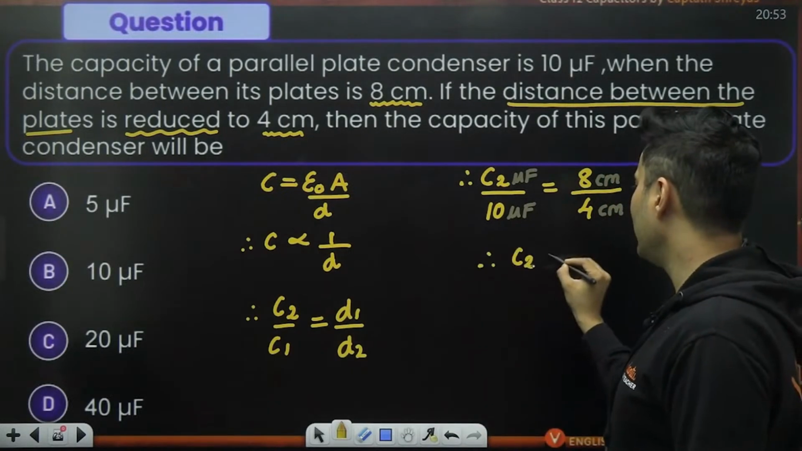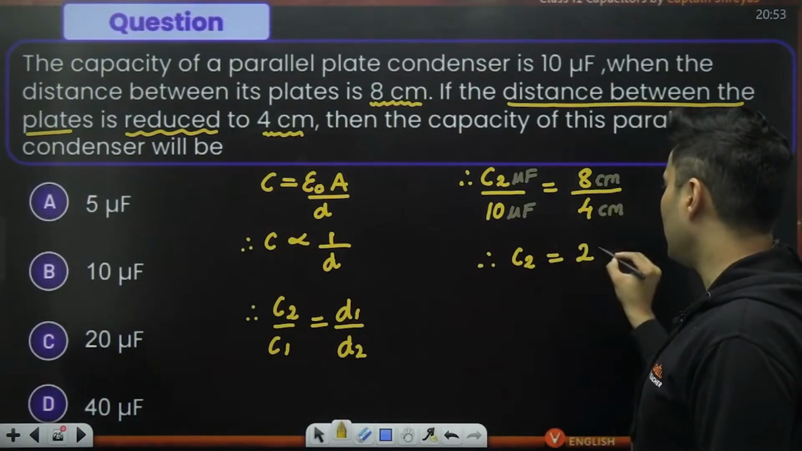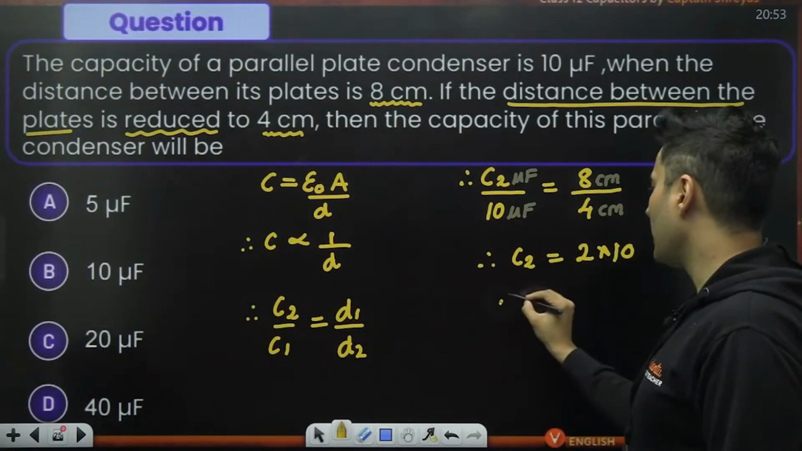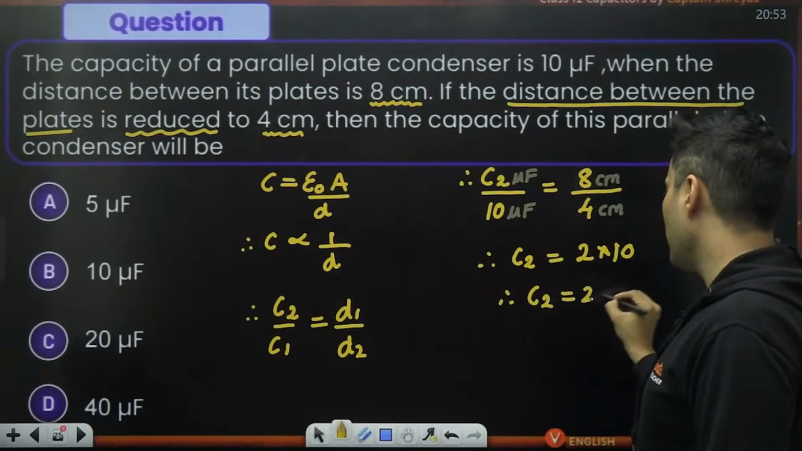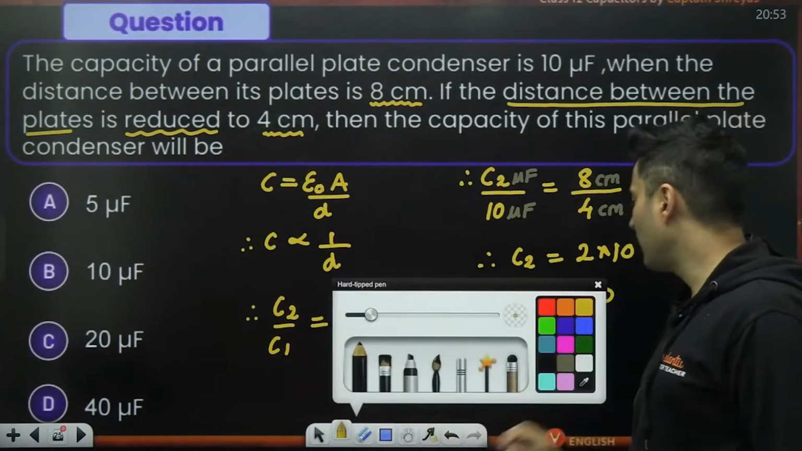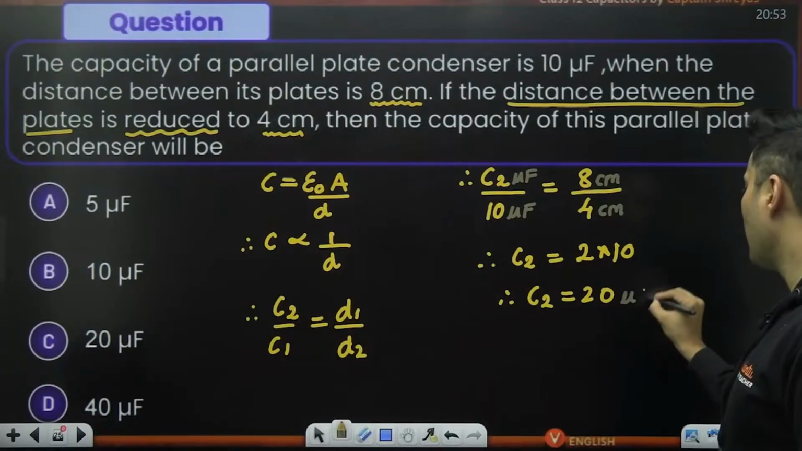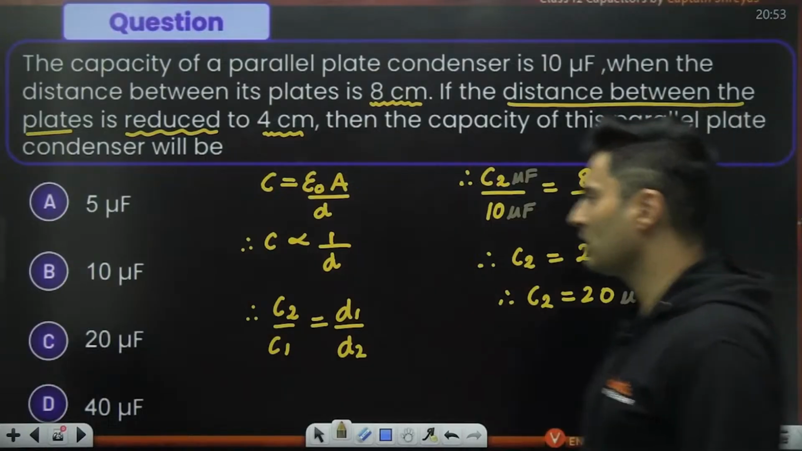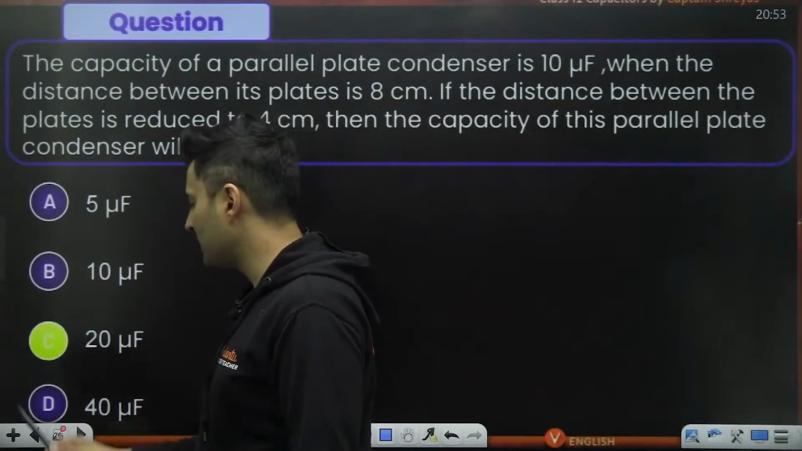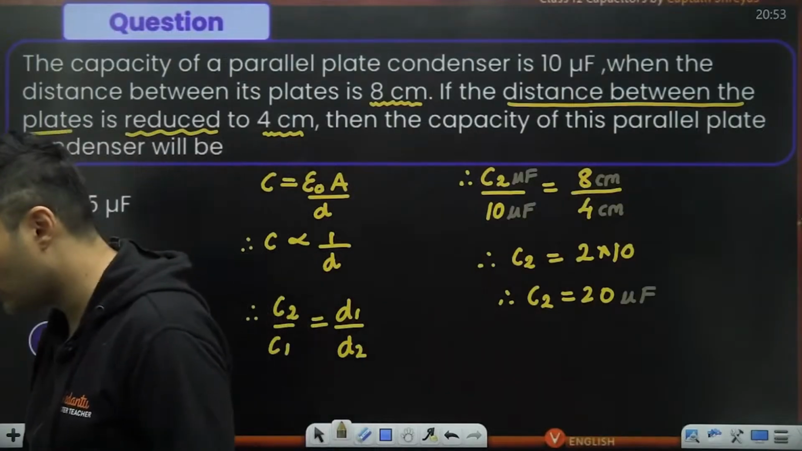So therefore, C2 will be 8 by 4 is 2 and this 10 will go on the top. So therefore, the new capacitance will be 20. Yes, but this 20 will be in microfarads, which is C option. Is this absolutely clear, my dear warriors?